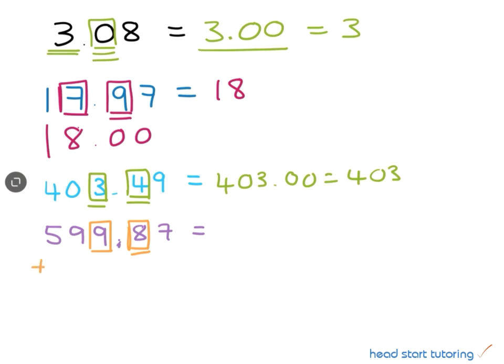So we plus 1, and that means we are going to end up with a 10 there, carry our 1 over, 10 there, carry our 1 over, and we end up with 600.